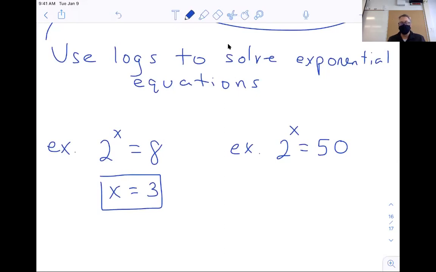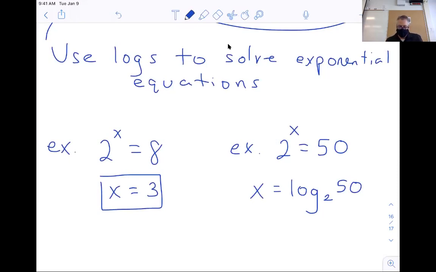So on our Kahoot, we were working on changing this from exponential form to log form. And when we do that, remember, this becomes our base on the other side. So this written in log form could be x equals log base 2 of 50. So I converted it to log form. We're almost done. In fact, we did the hard part. That is the hard part. Now all we have to do is plug that into our calculator.